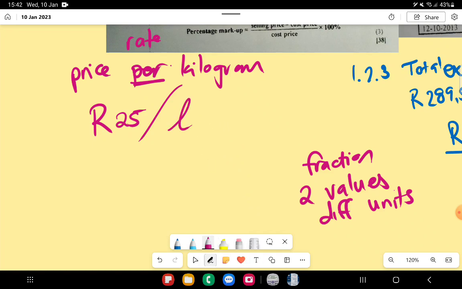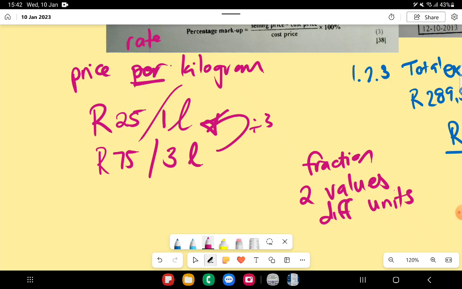The other thing you need to know about a rate is that it is normally to a base of 1. The denominator is 1. This means that when you are giving me a rate, you are telling me how much 1 liter costs or how much 1 kilogram costs. You will always have a denominator of 1. So if I give you a rate of 75 rands per 3 liters, you need to simplify and give me a denominator of 1 by dividing everything by 3. Okay, so price per kilogram.